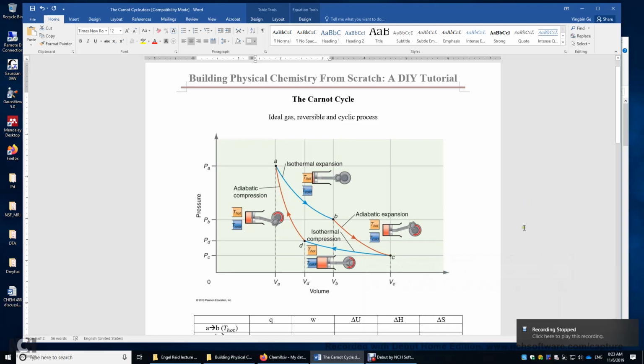In this video, I will analyze the Carnot cycle. It involves an ideal gas that undergoes a reversible and cyclic process. A Carnot cycle consists of 4 steps.